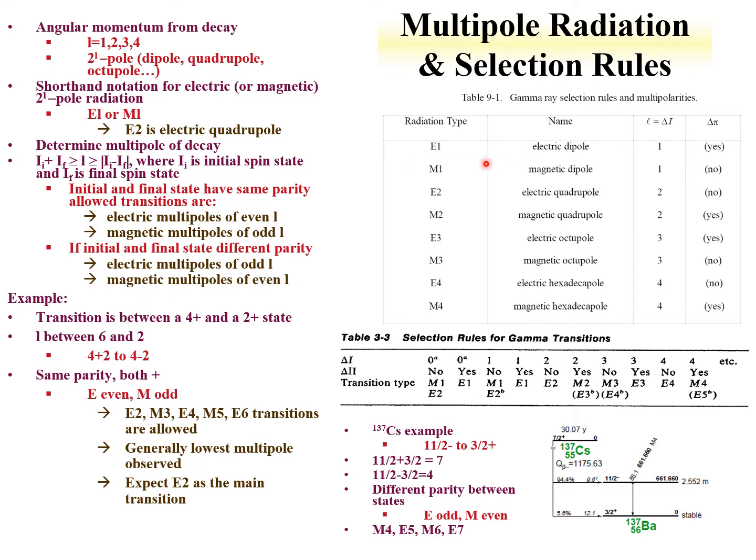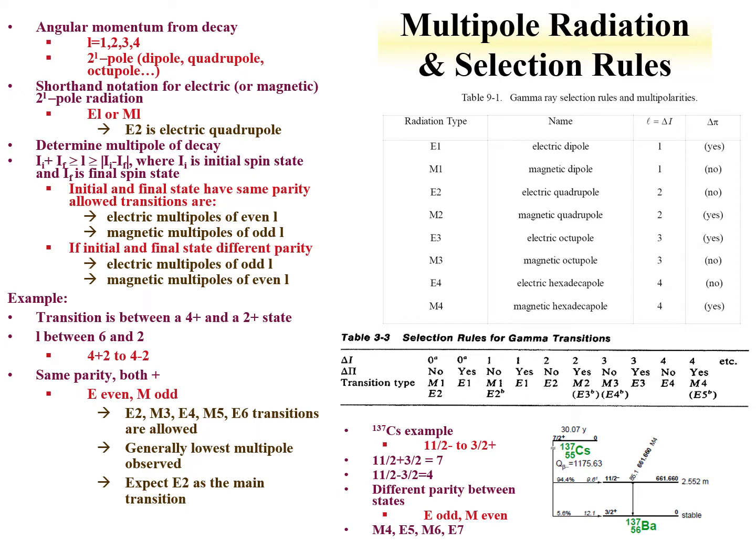We have an E1 is electric dipole, and M1 is magnetic dipole. E2 is an electric quadrupole, M2 magnetic quadrupole, etc. Now there's routes where we can determine the multipole of the decay. And all we're going to do is look at the spin and parity of the initial and the final state. So here we have the spin and parity of the initial state and the spin and parity of the final state. And we can use this to determine the angular momentum of the decay, which will be used to evaluate what this polarity is.